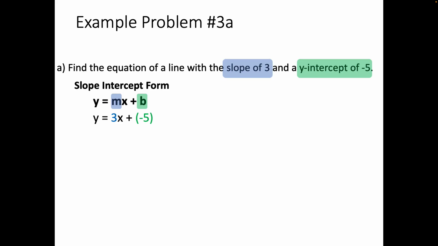So I've got y equals 3x plus negative 5. I'm almost done. We don't leave it as plus negative 5. Plus negative 5 is the same thing as just minus 5. So it would be y equals 3x minus 5. And so there's our equation in slope-intercept form of a line with a slope of 3 and a y-intercept of negative 5: it's just y equals 3x minus 5.